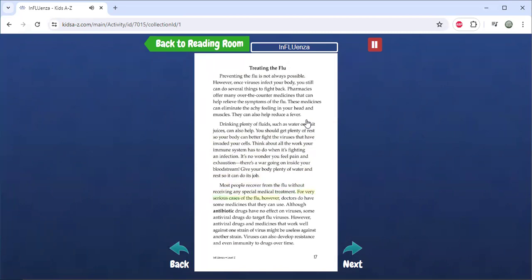For very serious cases of the flu, however, doctors do have some medicines that they can use. Although antibiotic drugs have no effect on viruses, some antiviral drugs do target flu viruses. However, antiviral drugs and medicines that work well against one strain of virus might be useless against another strain. Viruses can also develop resistance and even immunity to drugs over time.